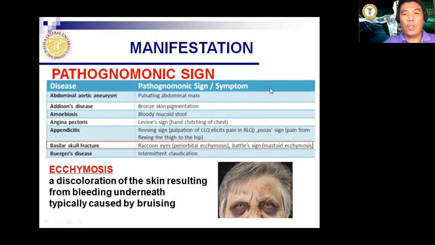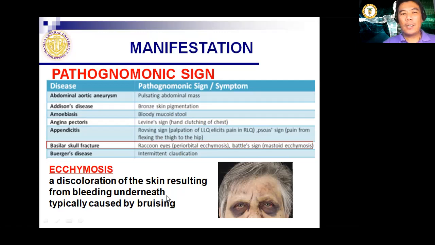Now, what do you mean by Battle sign? There are two signs that you need to identify for basilar skull fracture. The Battle sign is ecchymosis on the mastoid. So where is your mastoid? Mastoid is in here. There will be ecchymosis or discoloration of the skin resulting from bleeding underneath. Remember, bleeding underneath. If the blood doesn't come out of the interstitial space and remains in that interstitial space, then that leads to what we call ecchymosis. So can you imagine this with the raccoon eyes? The raccoon eyes and Battle sign for basilar fracture.